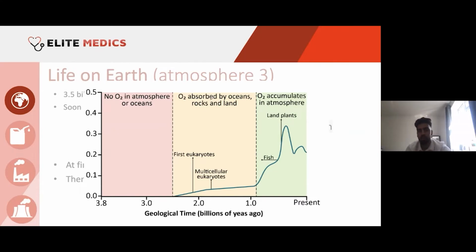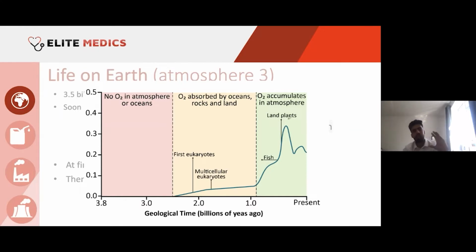When oxygen is absorbed by oceans, rocks, and land, it's not likely that you're going to have much life that is metabolically active. We know that metabolically active animals, so us and all our sea creatures, require a lot of oxygen. If the oxygen is trapped in rocks, land, and oceans, then they're not going to be able to survive. So it's only in the past 0.8 billion years that there is sufficient oxygen in the atmosphere for metabolically active eukaryotes to thrive.